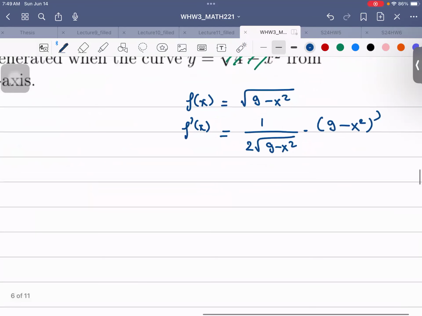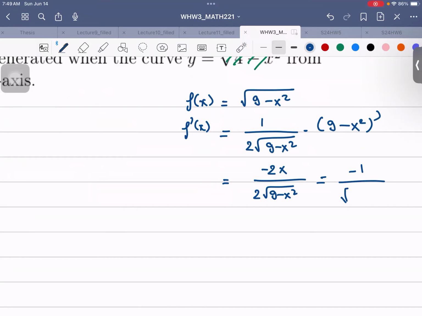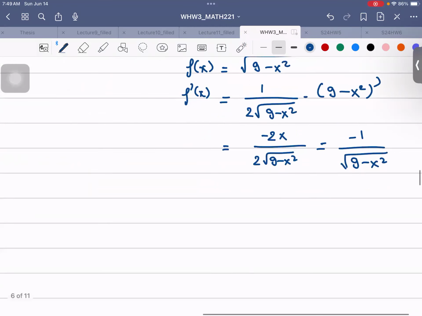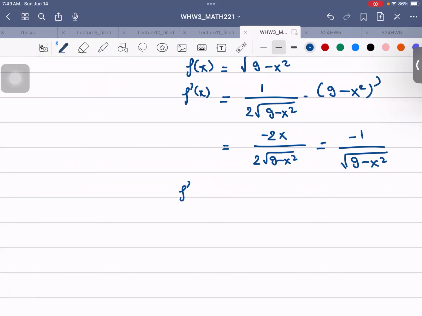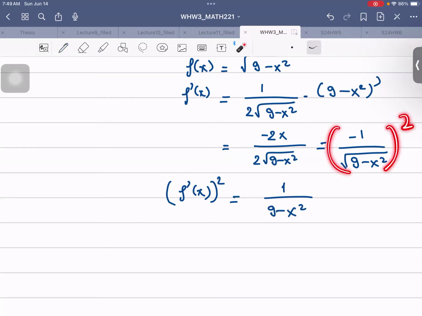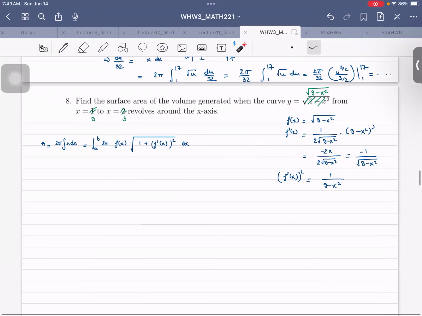Okay, let's simplify this one. We have negative 2x divided by 2 square root of 9 minus x squared, or you have negative 1 over square root of 9 minus x squared. And because you need to find f prime of x squared, therefore you're going to have 1 over 9 minus x squared. Okay, you square this thing, so negative 1 squared gives you 1, and the square root of 9 minus x squared, when you square it, you get rid of the square root.